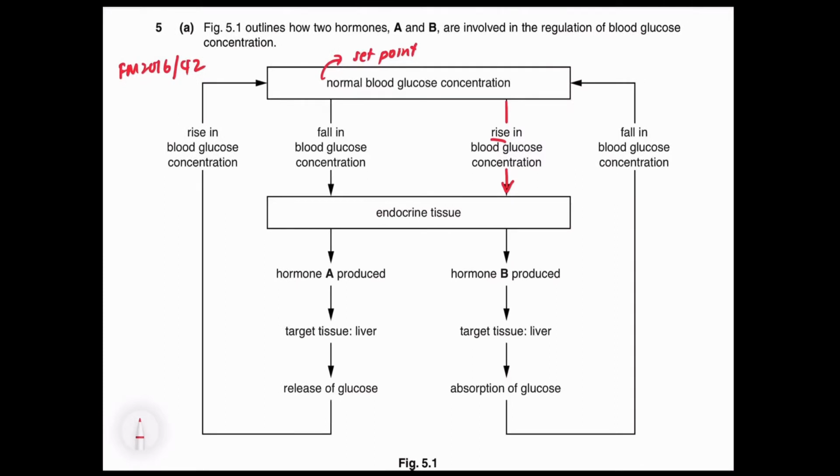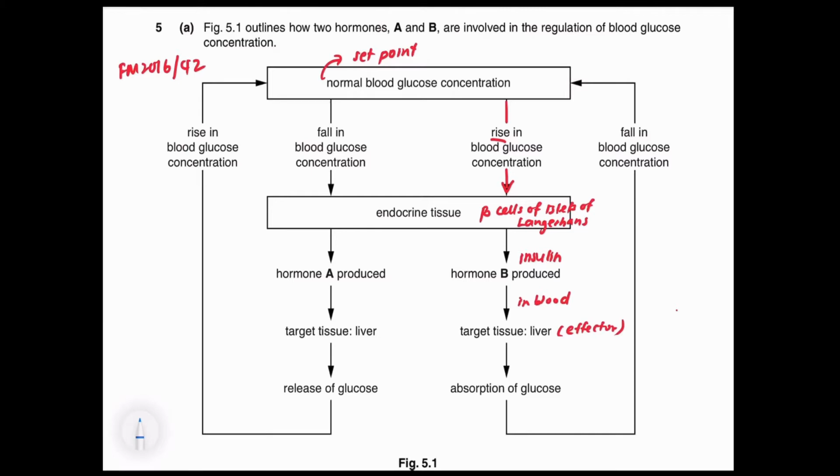the endocrine tissue involved here will be the beta cells of the islets of Langerhans in the pancreas, which will produce the hormone insulin. The insulin will travel in the blood to the specific target tissue, which is the liver. When it reaches the liver, the liver is known as the effector that is going to carry out the response.